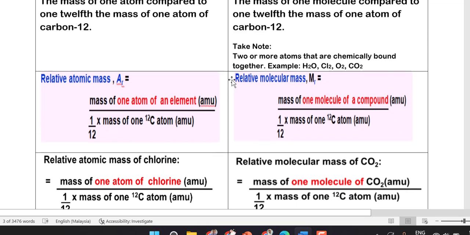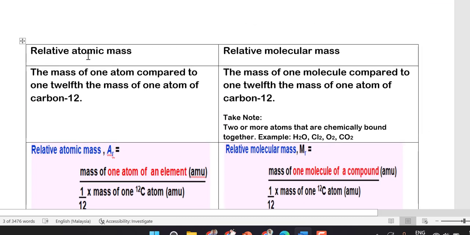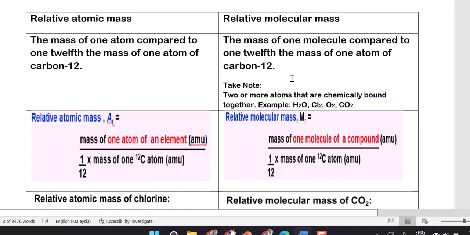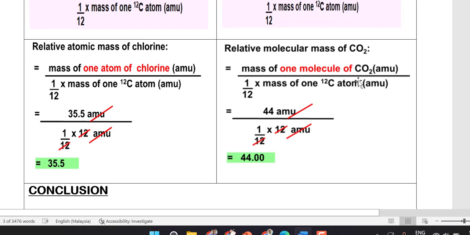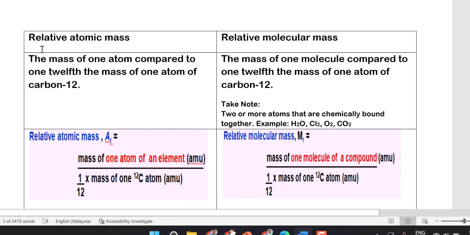Okay. Relative molecular mass is similar to relative atomic mass, but the difference is relative molecular mass is referring to molecules. Okay, for example, carbon dioxide, water, chlorine gas, oxygen gas. Okay, sama je cerita dia, cuma kat sini molekul lah. Relative atomic mass, normally we call it RAM. Kalau relative molecular mass, RMM. Okay, nama ringkasan dia lah.